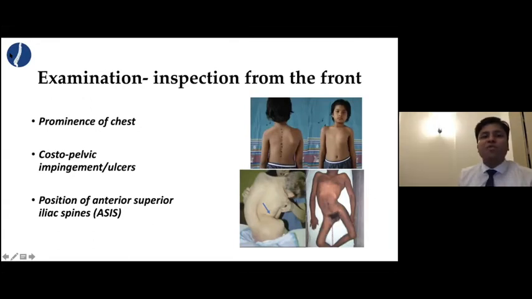Coming on to inspection from the front, again, not many subheadings. You'll find prominence of the chest, which you expect contralateral to the side of the rib hump. Look at the costopelvic angles. Are there any ulcers there? Is there any area of redness? Because these become tender areas, and neuromuscular patients, because they can't complain for themselves, they cry or wince if you palpate them, which I will mention later on. Look at the position of the anterior superior iliac spine. Fixed pelvic obliquity is very commonly seen in neuromuscular scoliosis and should be recorded.